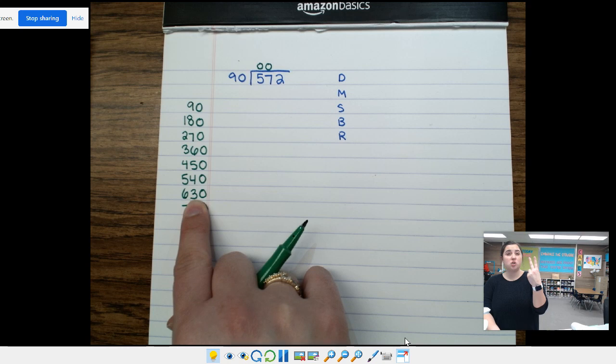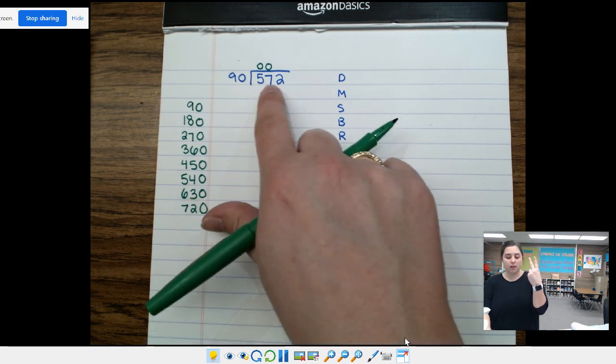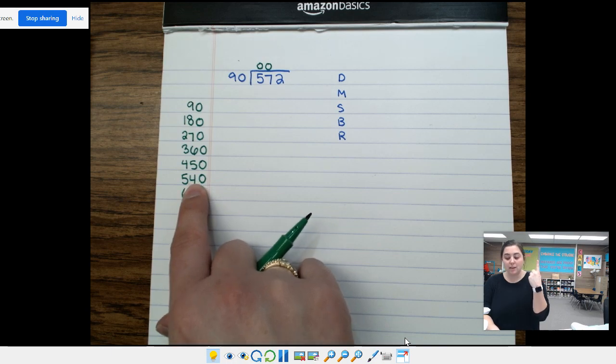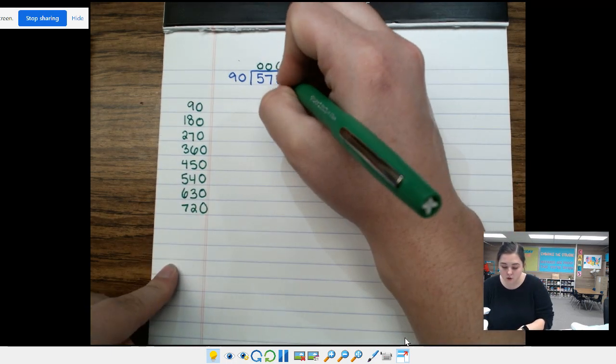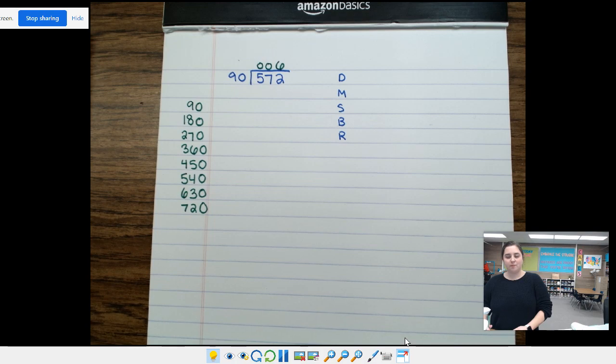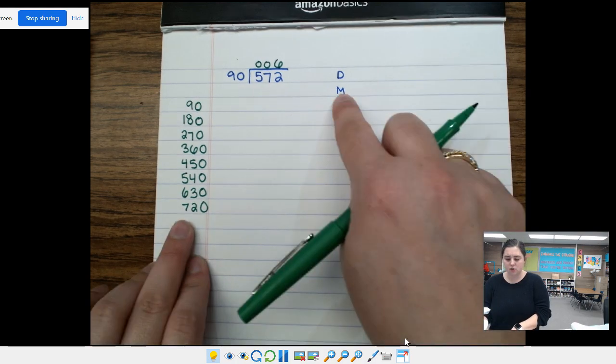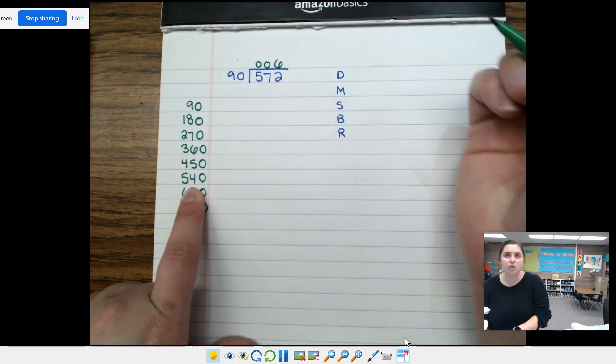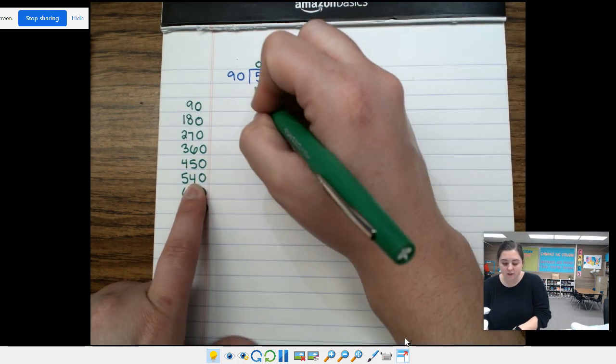Oh, 630 is too much. That's bigger than what I have. I'm going to take one away. And that would give me 6 groups of 90. And what was 6 groups of 90? So it's your multiplication, 6 times 90. I couldn't get to 572, but I could get to 540.